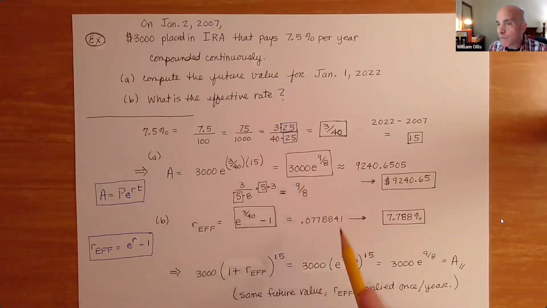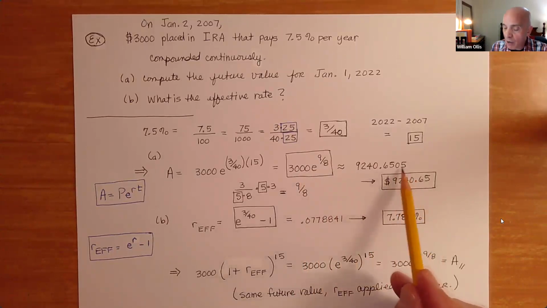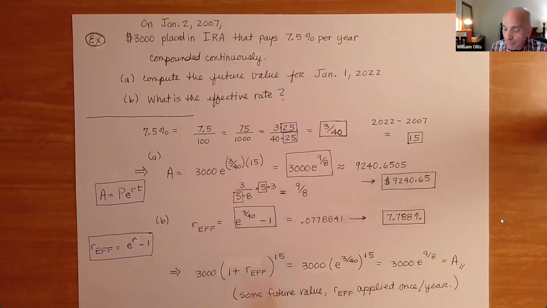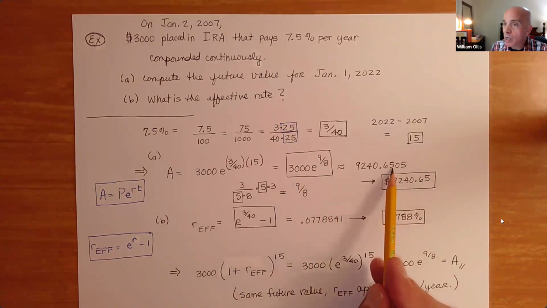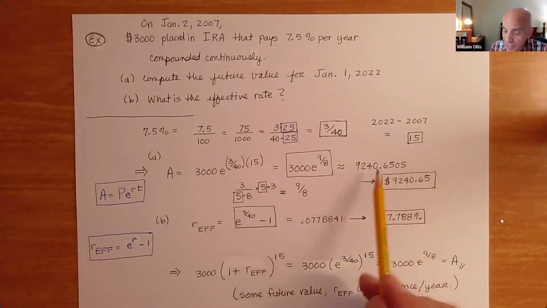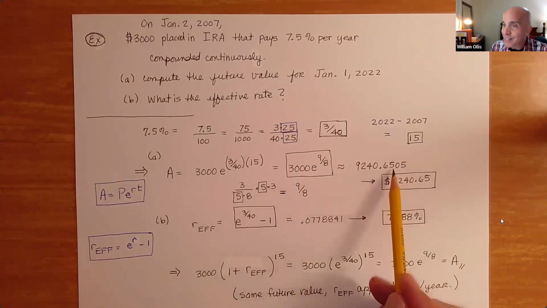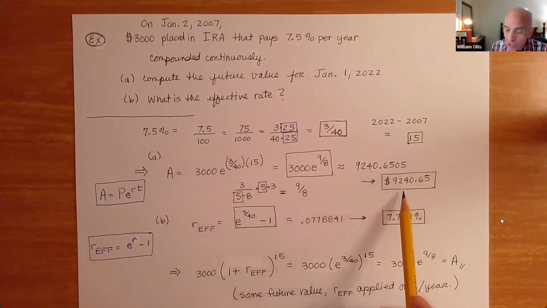Now, usually in financial calculations, ladies and gentlemen, we like to round to the cents. So you could run this out 4 or 5 decimals and then round to the hundredth. Okay, so you've got dollars and cents. So what we see here is that we get $9,240.65.